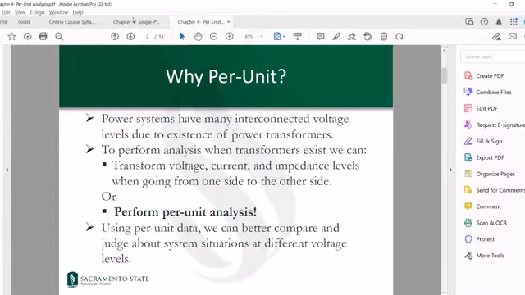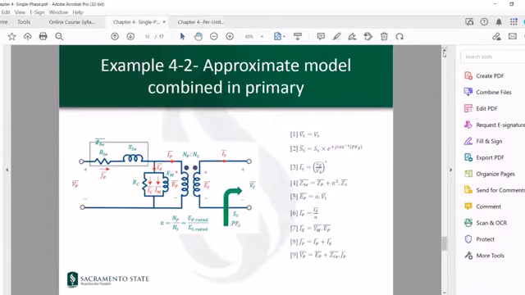So if I want to, for example, do the analysis in this circuit, we found the IS. Once we found the IS, then we found IP from this NP over NS ratio. And we found ES. Once we found ES, we found EP again using this NP over NS ratio. So this transfer of voltage and current does need to happen whenever you go from one side to the other side. So this is an option that we have.